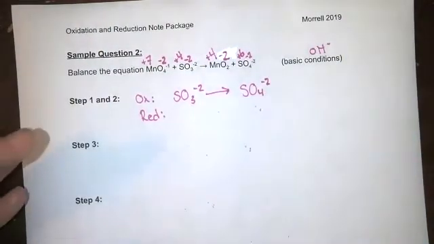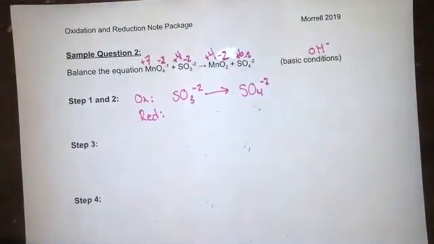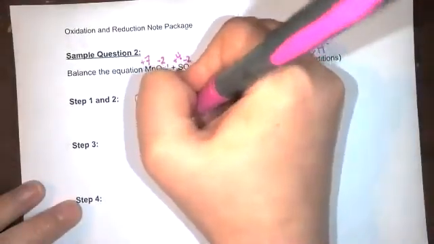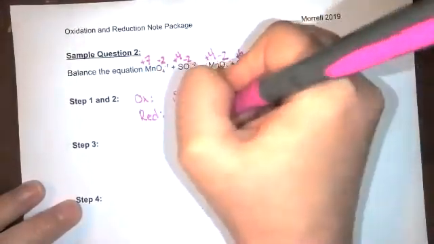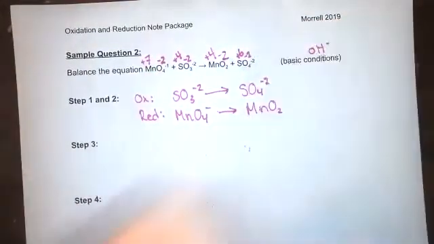Next, what's being reduced? Well, I know it's not going to be my compound with my sulfur because that's what's being oxidized, but what has decreased in oxidation number here? My manganese went from +7 to +4. So that is what I'm taking for my reduction equation. Now let's look at balancing these main atoms. My sulfur's balanced, my manganese balanced, I'm good.